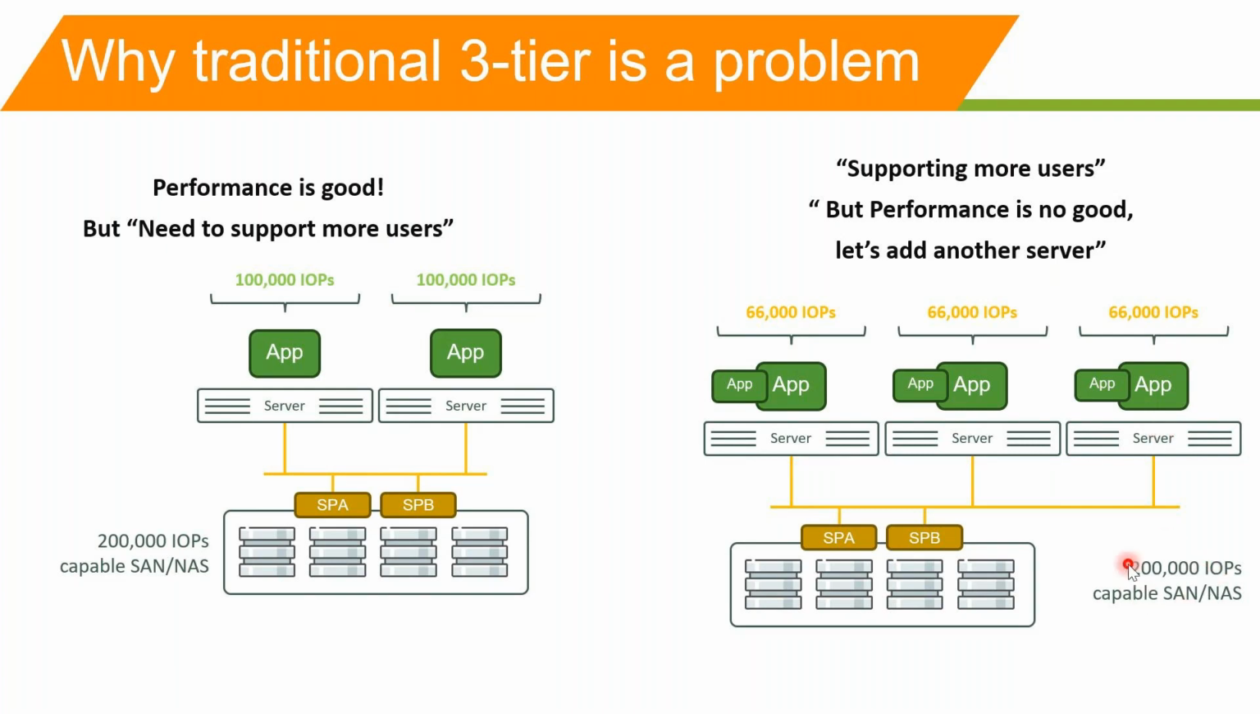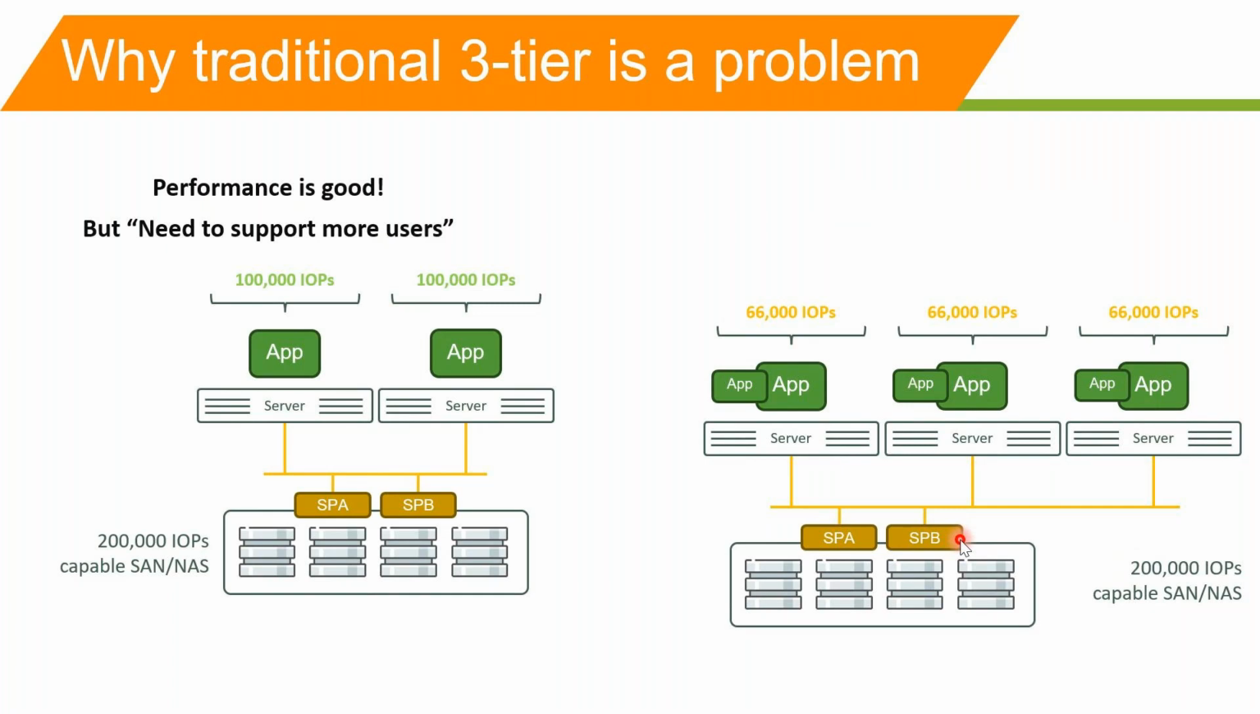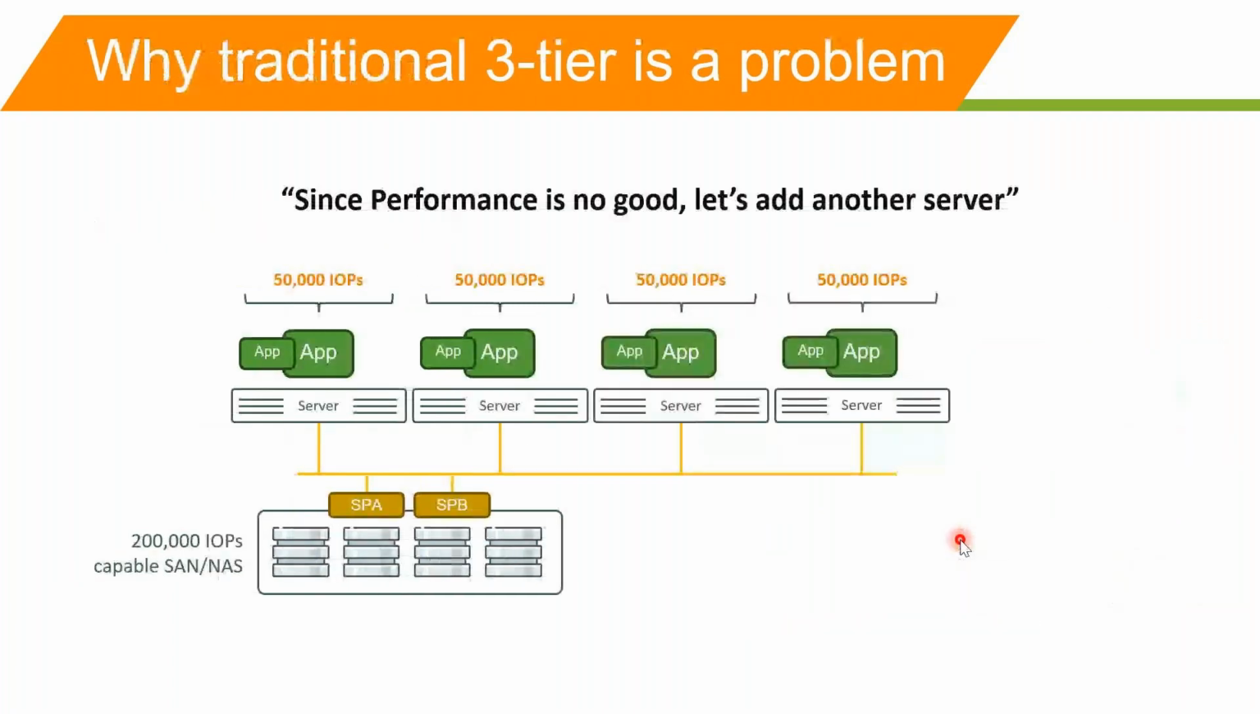So adding servers increases CPU and memory for more users, but it does not increase the storage performance. Now the customer thinks, let's add one more server and see the performance. He added a fourth server, and again the 2 lakhs is still the same. So 2 lakhs divided by 4, each server gets 50,000 IOPS. So adding more servers, the performance for each and every server is getting reduced.